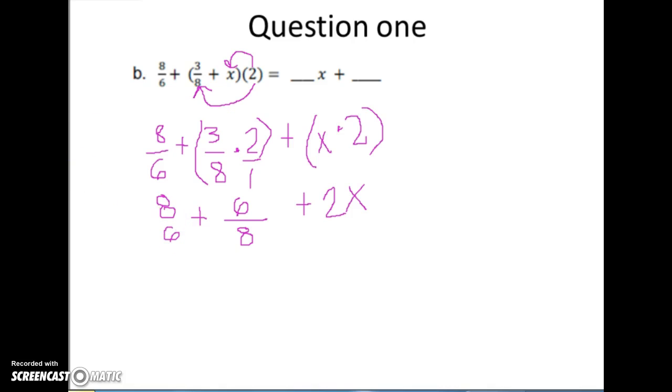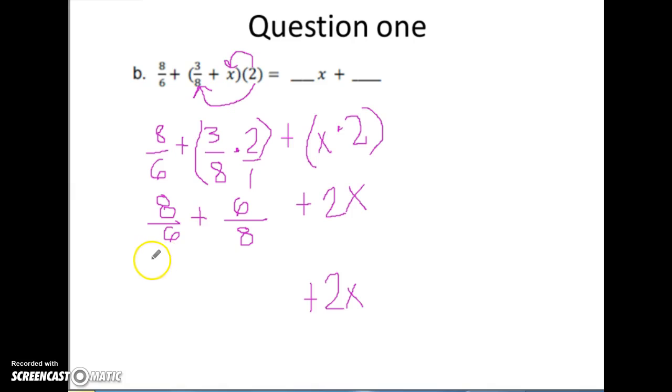And now I'm going to look at what I have left. So I finished my multiplication, my distribution, multiplication. Now I'm ready to collect like terms or add from left to right. Oops, I forgot my fraction bar there. So if I'm going to add 8/6 plus 6/8 plus 2x, well, this x still has the variable, and I don't know what x stands for. So I know that I can't do anything with that 2x until somebody tells me what x stands for.